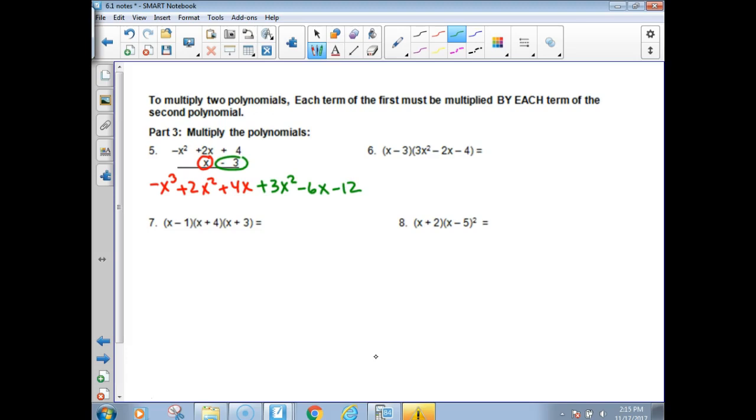And then we need to look and combine any like terms. So I see there are no other x cubes, so I bring down negative x cubed. I've got a positive 2x squared plus 3x squared, that's plus 5x squared. I have a positive 4x minus 6x minus 2x, and then minus 12.